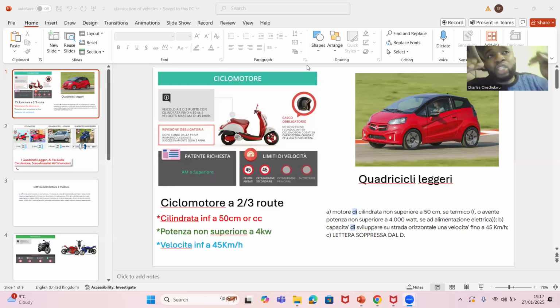Either it is up to 4 kilowatts, or some of them are up to 6 kilowatts. Let me tell you why. Remember that ciclomotore is anything with 2 wheels or 3 wheels.